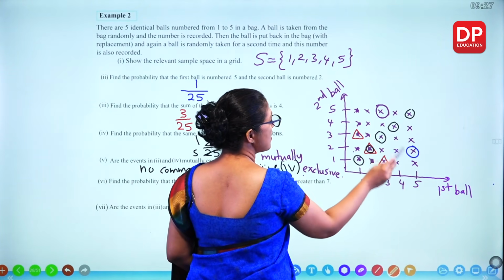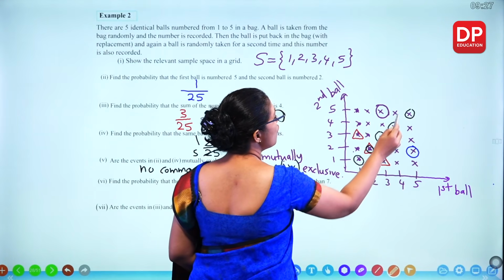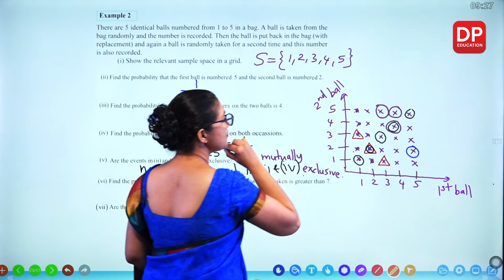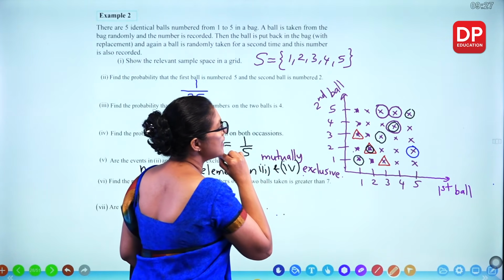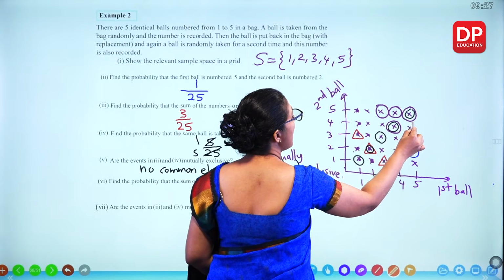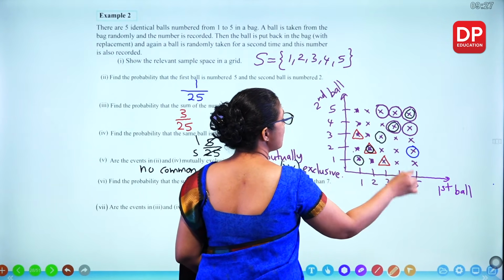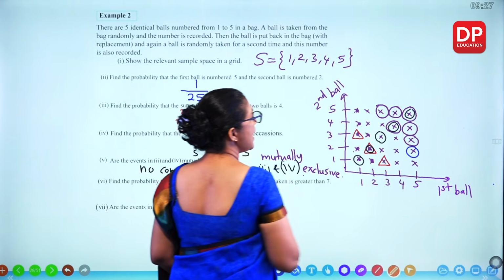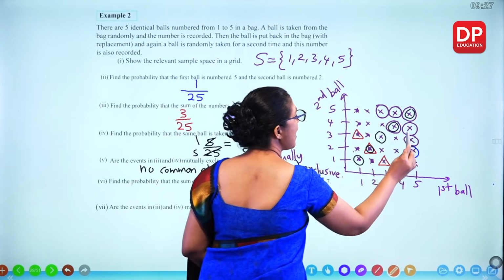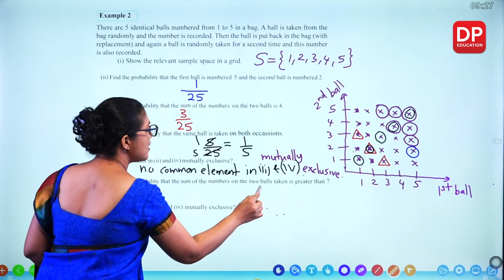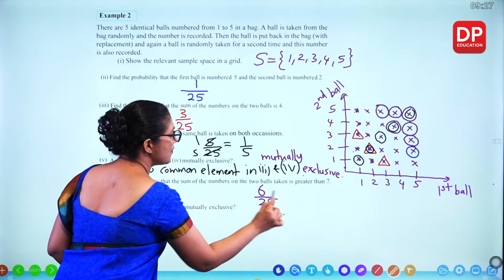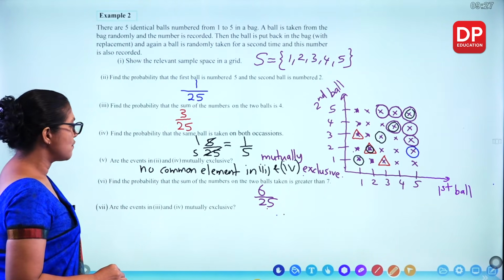3 with 4 can't. 4 with 4, 8, and 4 with 5, 9. And what else? With 5, you can get 5 with 5, 5 with 4, and 5 with 3, you get 8 as well. So how many numbers altogether? 1, 2, 3, 4, 5, 6. 6 numbers greater than 7 out of 25. So the probability is 6 over 25.